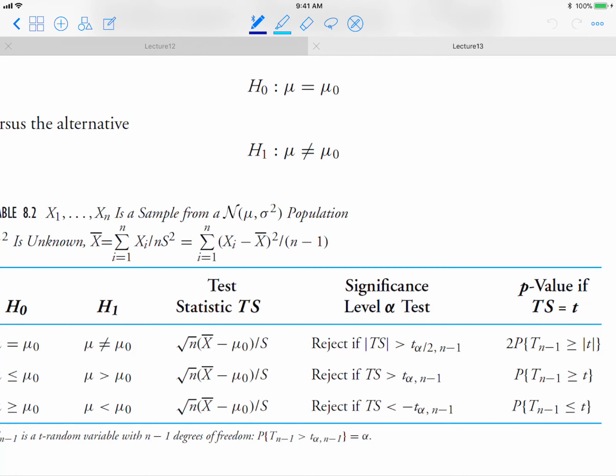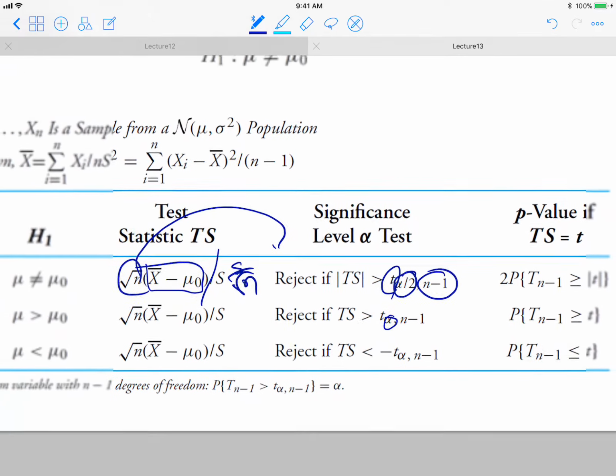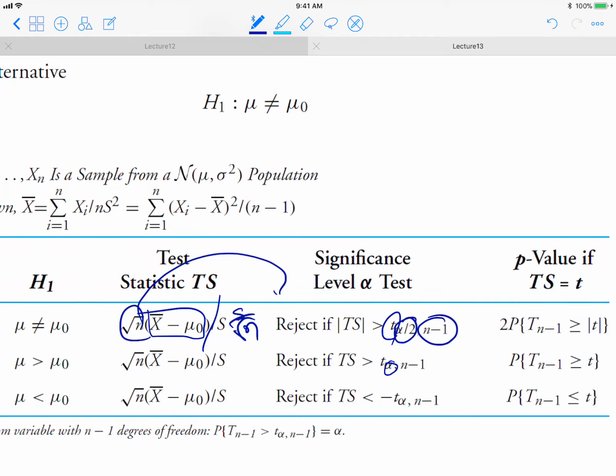So as we can see, we have this divided by s over square root n, and then we will use this t, right? And the threshold will be alpha over 2 in the case of two-sided test, and alpha in the case of one-sided test, and the degree of freedom will be n minus 1. Okay, and then let's consider this p-value.